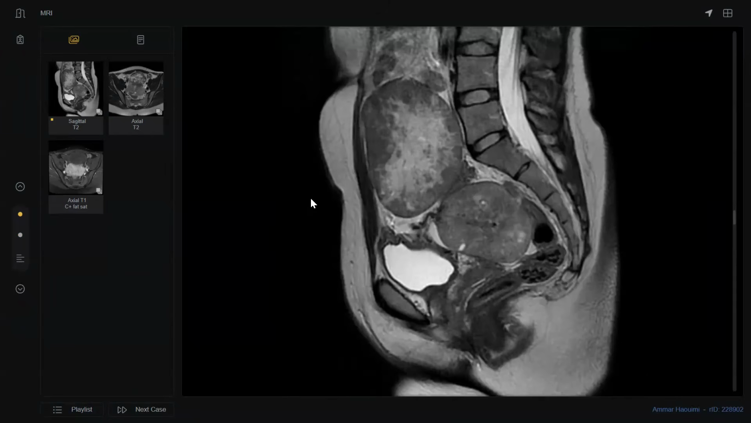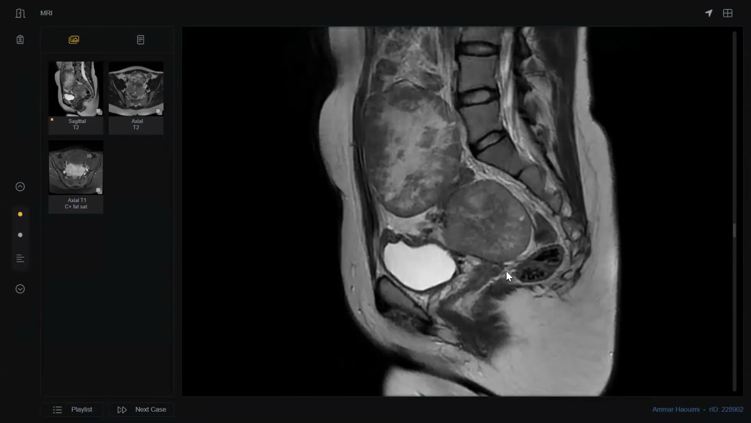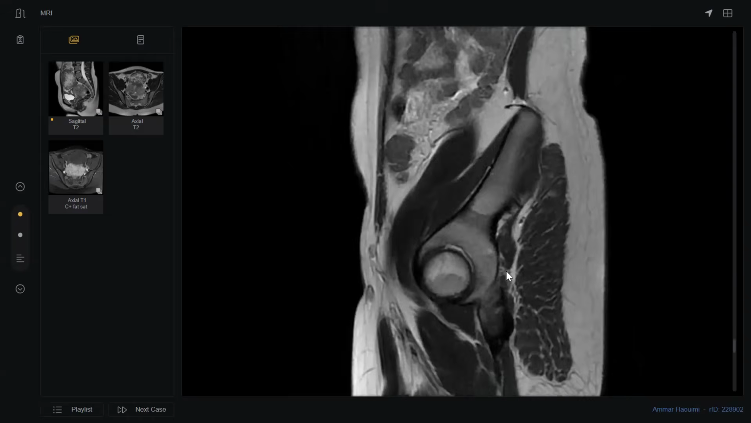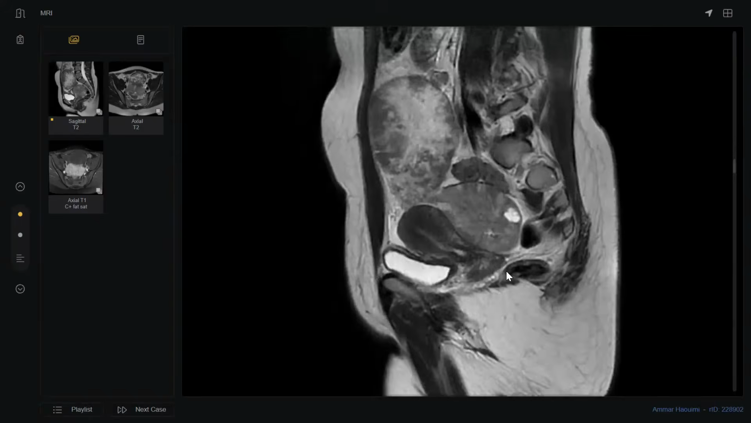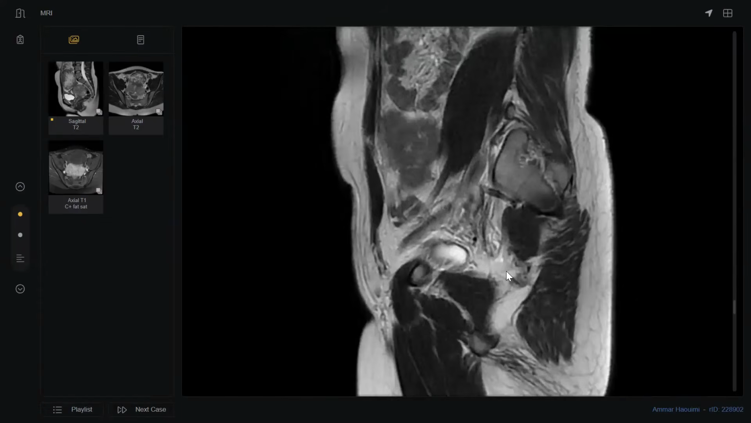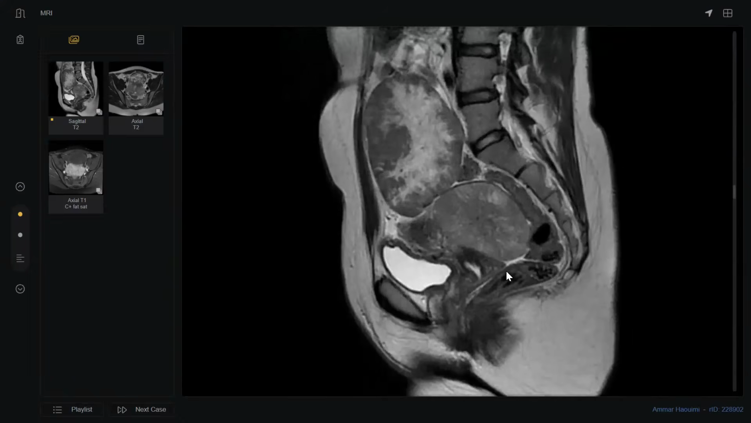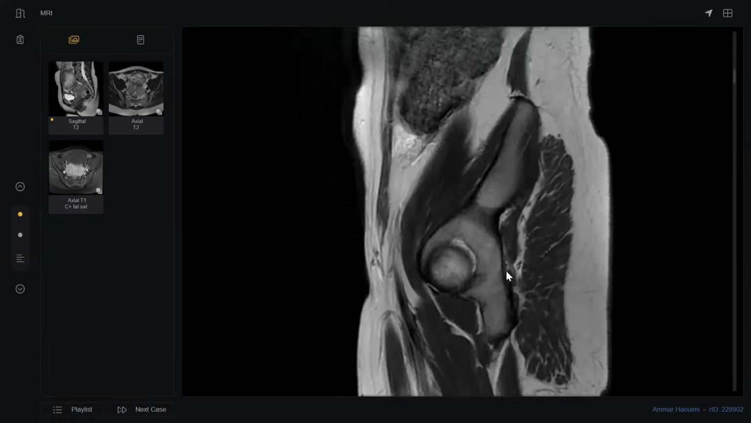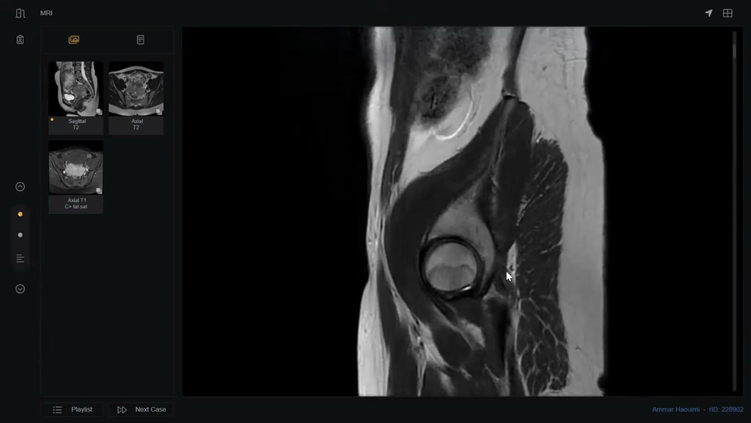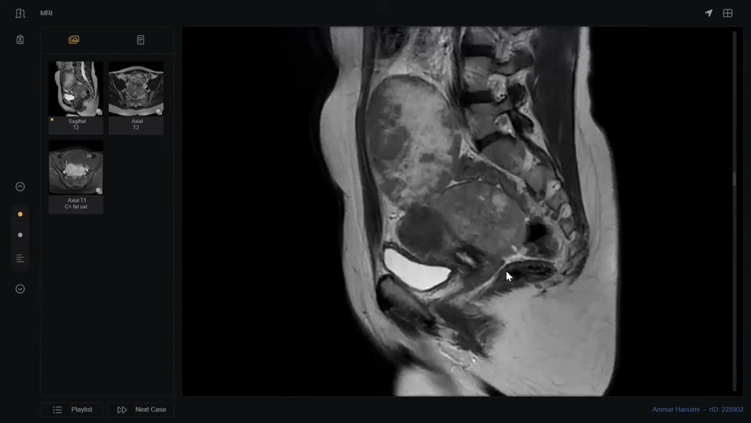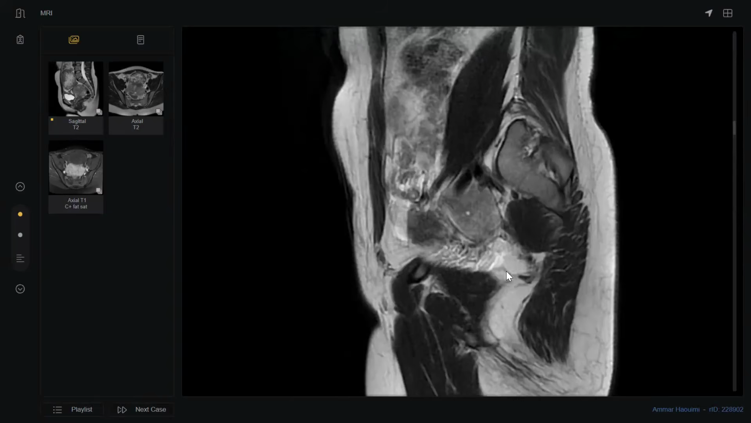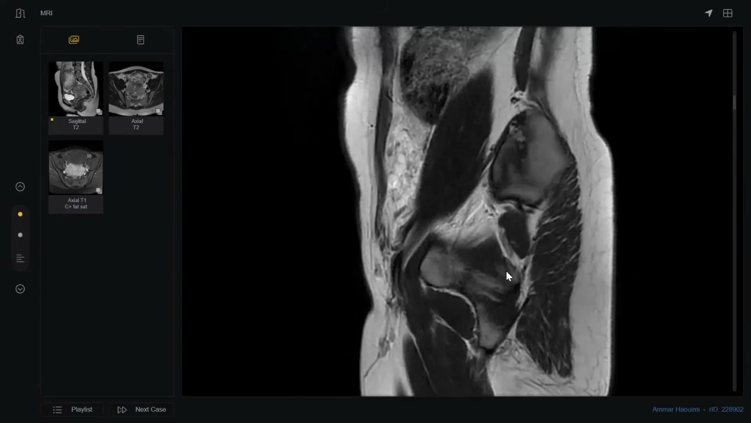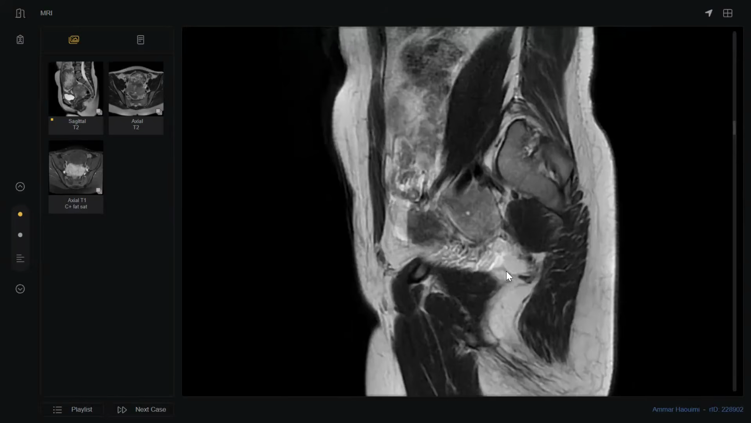Again, these are solid heterogeneous attenuation masses located in the posterior cul-de-sac. The lowest mass is abutting the uterine surface, and at some point there is connection of the superior mass with the uterine fundus.